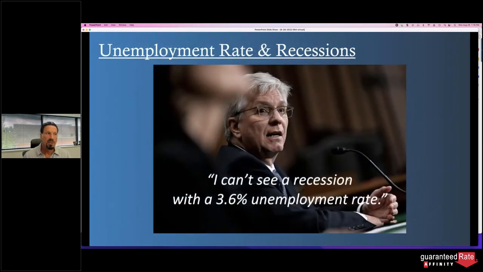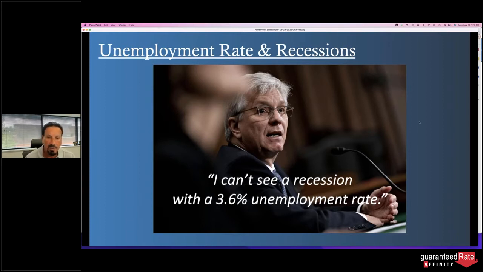Now, some people say, well, we can't have a recession because the job market's so strong. In fact, Chris Waller, the person you see pictured here, is a Fed governor. Now, Fed governors vote on monetary policy every year. There are 12 people who vote on the most important price in the world, and that's the cost of money. Chris Waller is a governor, so governors vote every year. He says he can't see a recession. Now, at the time, the unemployment rate was 3.6%. Today, it's 3.5%.